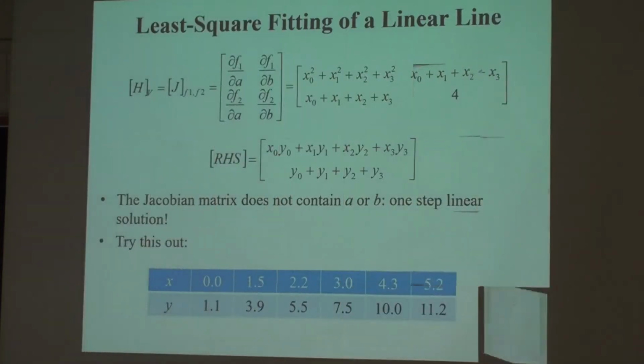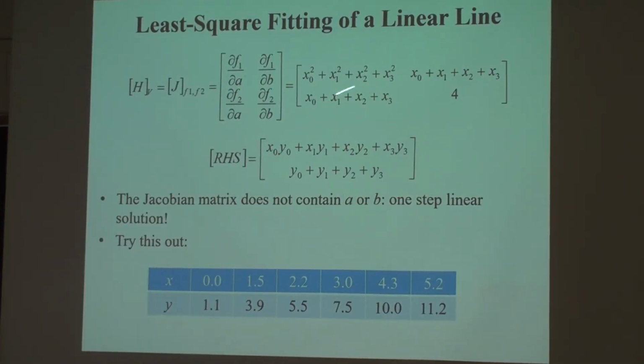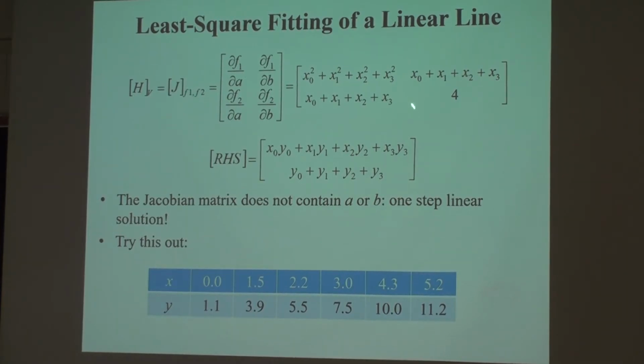You can try it out. This is the Hessian, and this is the right hand side. You solve the Hessian times A and B equal to the right hand side, and you get your A and B exactly. These data are purposely made noisy, fit to y equal to 2x plus 1. You may not retrieve exactly a equal to 2 and b equal to 1, but it is an optimization problem that will give you a unique solution.